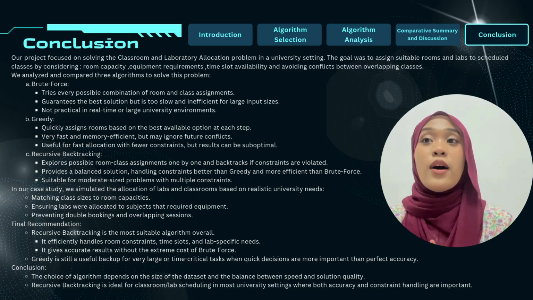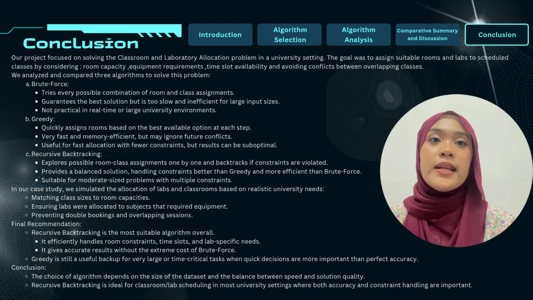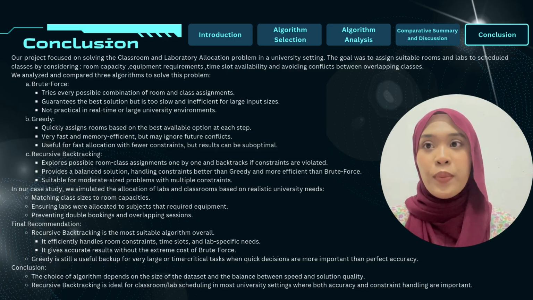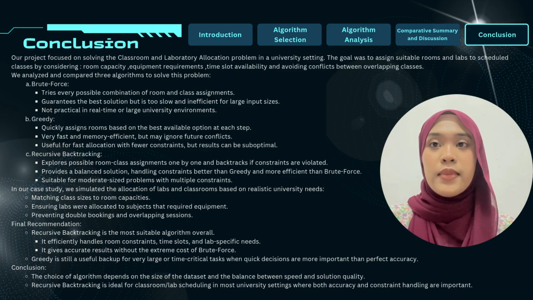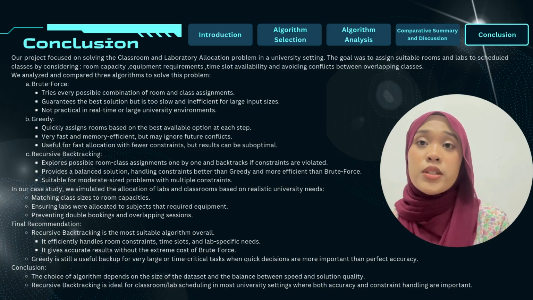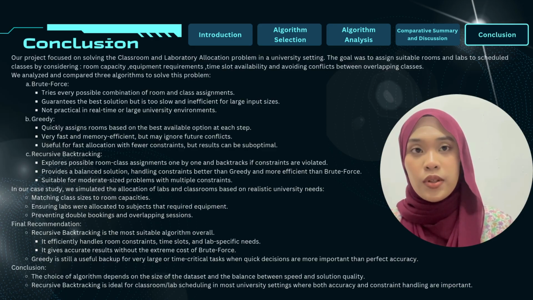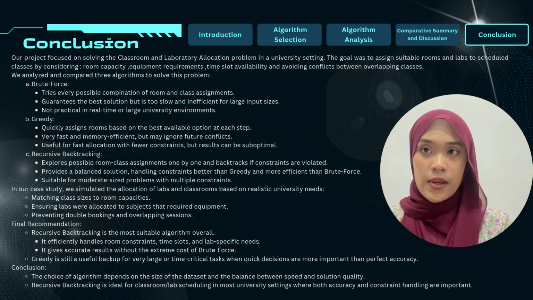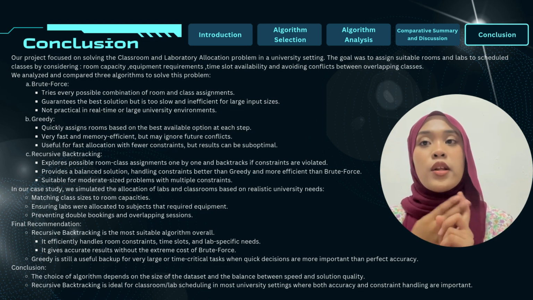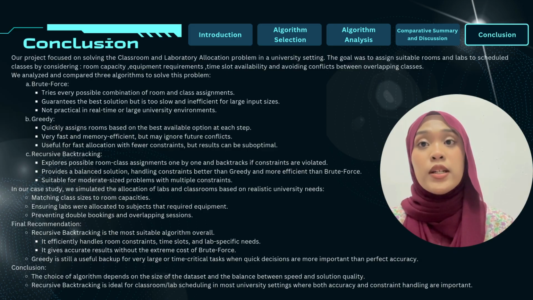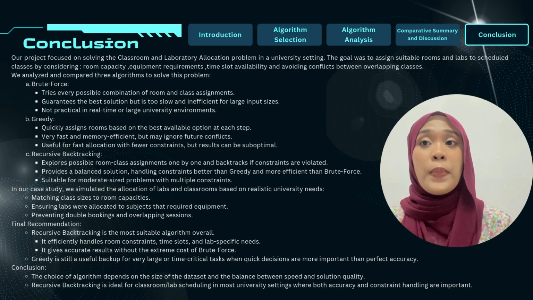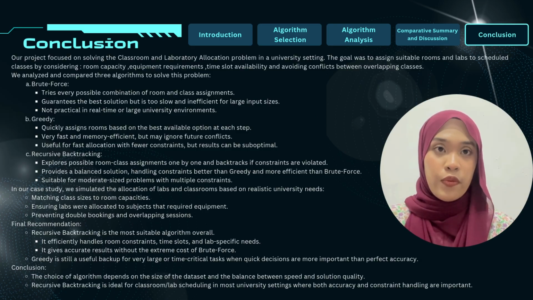I will explain the conclusion part of this project. Our project focused on solving the classroom and laboratory allocation problem in a university setting. The goal was to assign suitable rooms and labs to scheduled classes by considering room capacity, equipment requirements, time slot availability, and avoiding conflict between overlapping classes. We analyzed and compared three algorithms to solve this problem.